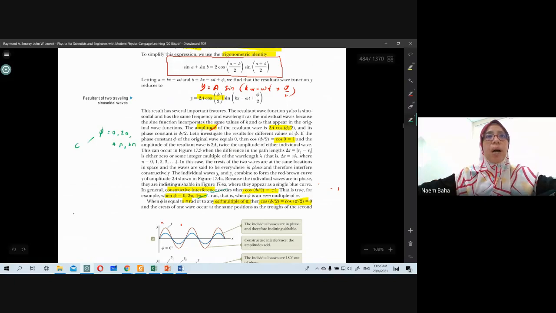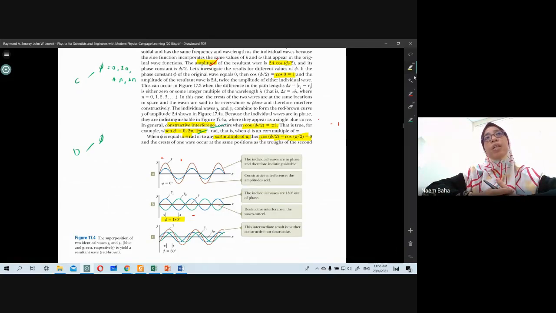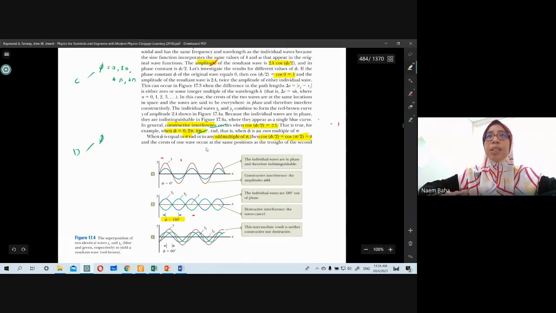Now, how about destructive? Destructive, let's have a look. Phi is 180 degrees. How did they arrive at this value? It's just doing the reverse. If constructive is adding up and the maximum value is 2A, then for destructive cos(phi/2) needs to be 0, and so on. So we did the same process to cos just now. cos(phi/2) needs to be equivalent to 0.